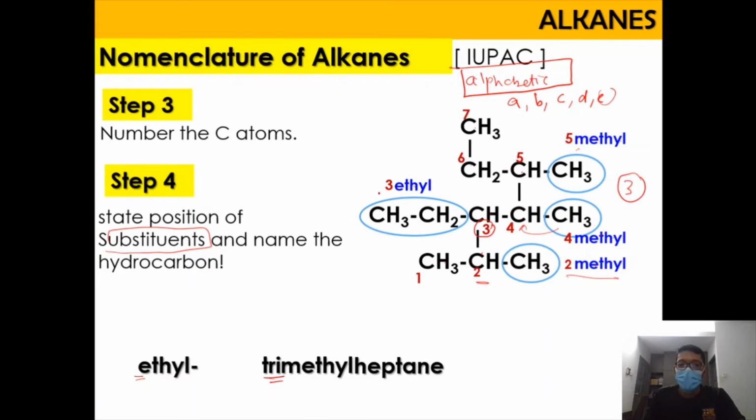So now you have no other number here. So you can put the trimethyl to be 2, 4, and 5. 2, 4, and 5, which refer to a trimethyl group. Meanwhile, the ethyl gonna get the number 3.